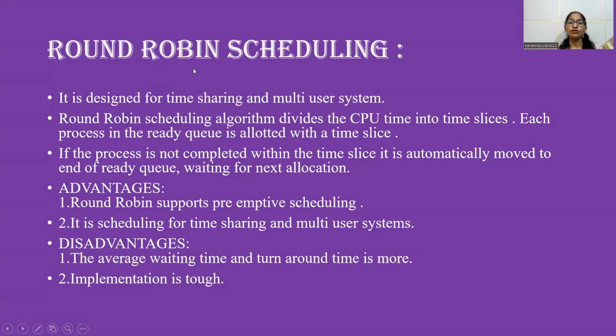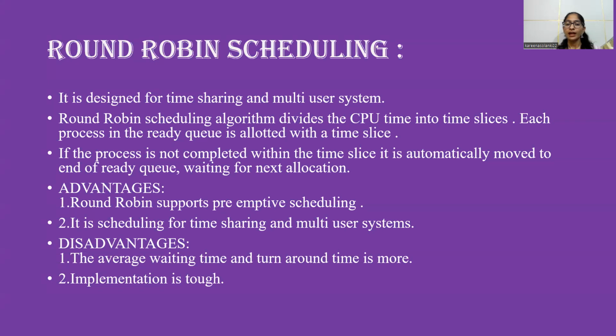The next one is round robin scheduling. It is designed for time sharing and multi-user systems. The round-robin scheduling algorithm divides the CPU time into time slices, and each process in the ready queue is allotted a time slice. If the process is not completed within the time slice, it is automatically moved to the end of the ready queue and waits for the next allocation. Advantages: round-robin supports preemptive scheduling.